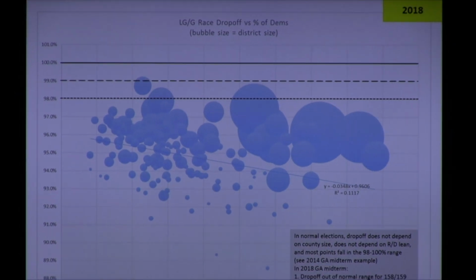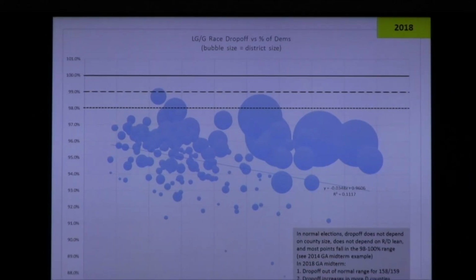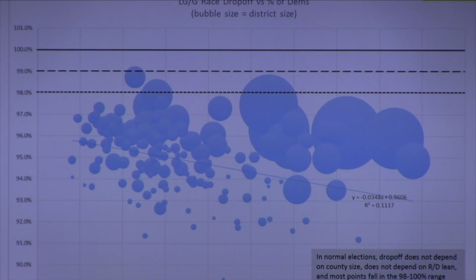I'm going to be up in Cartersville doing the same presentation right after this, so I'm sure that's going to get a big round of applause. Bartow was the only one literally even in the range of normal.